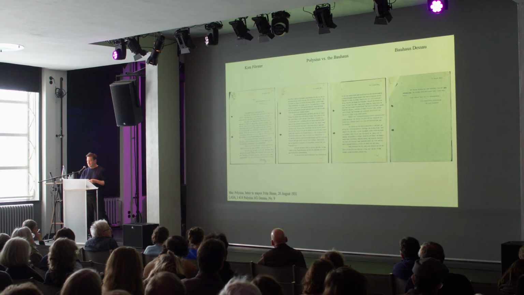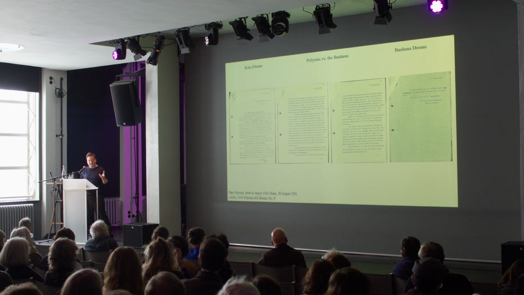A final chapter in this difficult relationship between the Bauhaus and Polysius, indeed a rupture, played out in the early 1930s, highlighting their ideological differences. In a letter to Fritz Hesse dated 20th of August 1931, Max Polysius criticized the Bauhaus as a costly and misguided modernist project that burdened taxpayers in the private sector.